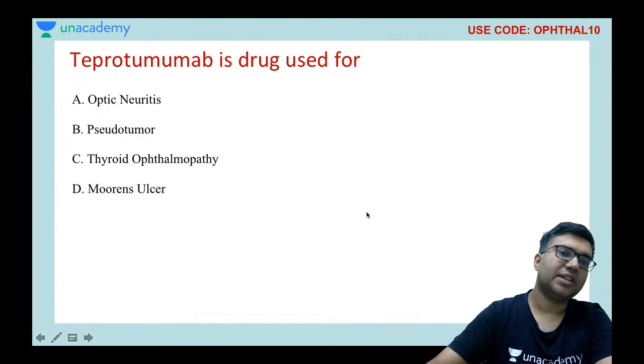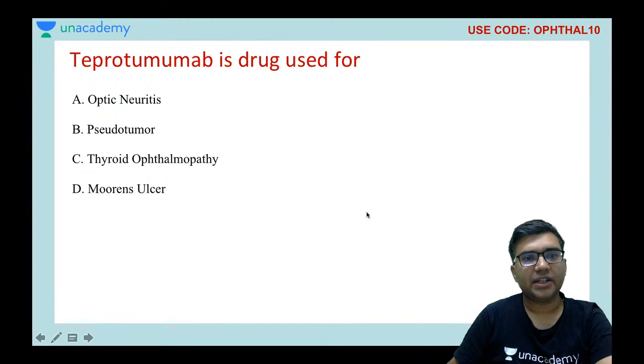Okay, let's move to our next question. Teprotumumab is a drug which we use for which of the following? Your options are optic neuritis, pseudotumor, thyroid ophthalmopathy, or Mooren's ulcer. Try to answer.